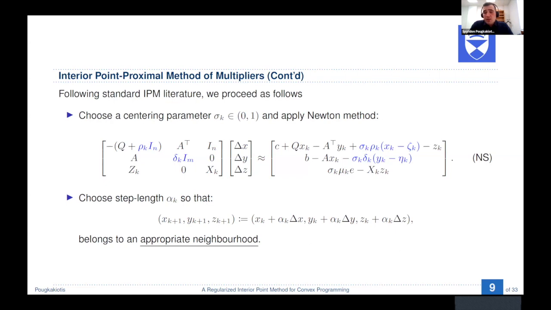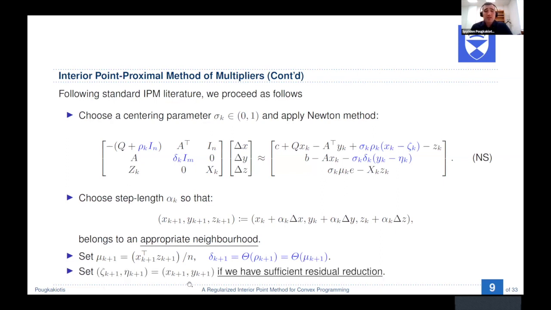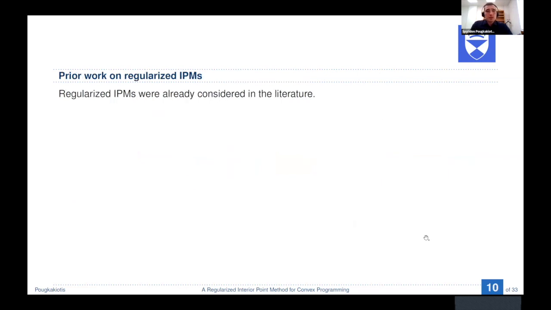Now, concerning how we tune the barrier parameter, we can use this complementarity type equation. This is a well-known equation from interior point methods. However, we note that the centering parameter sigma predicts the same decrease for the regularization parameters as well. So we set the regularization parameters to be of the same order of magnitude as the barrier parameter. So we don't need to worry about tuning the regularization for specific problem classes. Finally, we update our estimates in this manner, only if we have sufficient residual reduction, but I'm not going into the details because that also relates to the neighborhood. So this is the core idea behind our scheme.